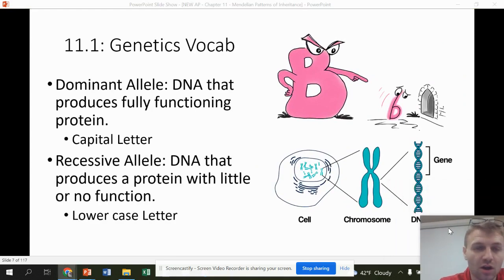Dominant alleles. These are alleles with fully functioning DNA that produce a fully functioning protein. Now, in your biology classes, you may have learned this as the stronger of the two alleles, and that is true, but this is the more scientific and more accurate understanding of what a dominant allele is. Recessive alleles are where DNA doesn't produce a fully functioning protein. It either has very little or no function at all, but it is represented by a lowercase letter. So dominant allele: fully functioning, stronger allele, capital letter. Recessive allele: weaker, it is producing a non-functioning protein, lowercase letter.